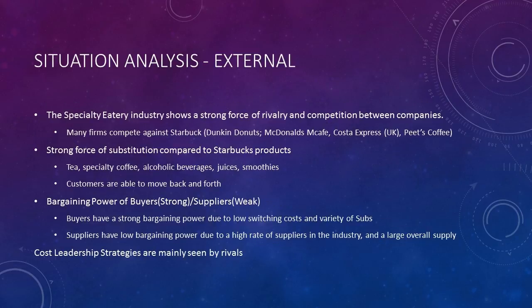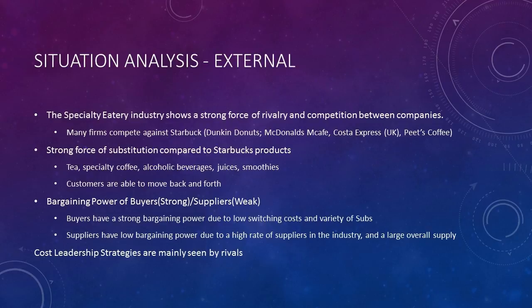The external situational analysis reveals that there's a strong sense of rivalry and competition between companies. The top competing firms against Starbucks would be Dunkin' Donuts, McDonald's McCafe, Peet's Coffee, and the UK's Costa Express. One that wasn't mentioned is Coca Cola. There's a strong force of substitution compared to Starbucks products, which is tea, alcoholic beverages, juices, and smoothies.